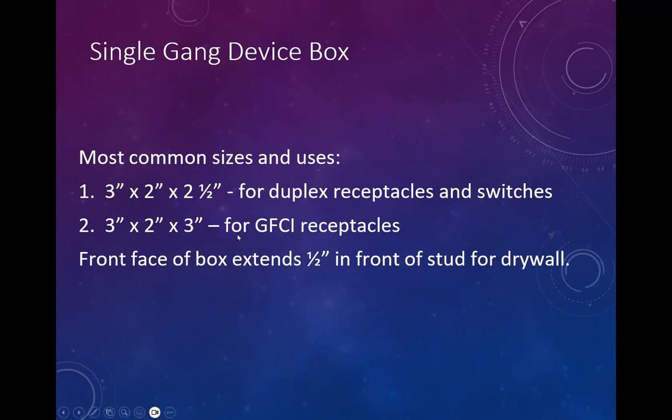All right, so because it has some circuitry in there, that means that the guts of that receptacle are bigger and bulkier, which means we need to have a deeper box for that. Now, here's the thing. The front face of a box extends half an inch in front of a stud for drywall. What does that mean?